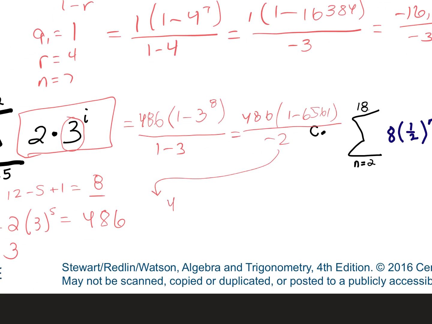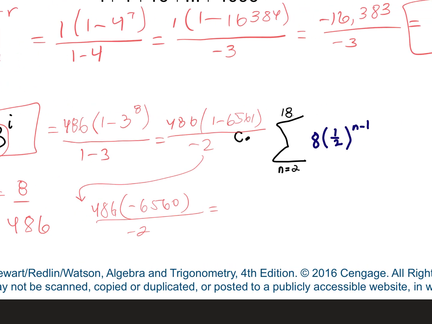All right, I'm going to bring it down here. So still, 486 out front. You guys are good? What is 1 minus 6561? -6560. Okay. All over -2. And now this just becomes a calculator problem. First of all, I see 2 negatives, so I know my answer is going to be positive. What's 486 times -6560? -3,188,160. Okay, divided by -2. So a negative divided by negative, like we just said, is going to be a positive.